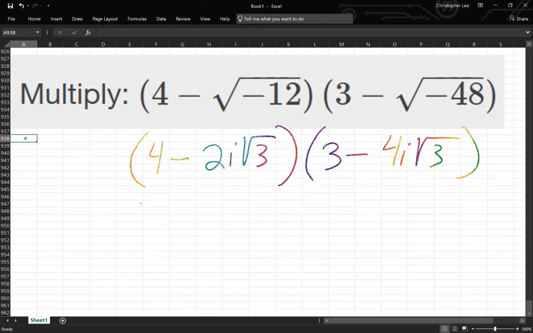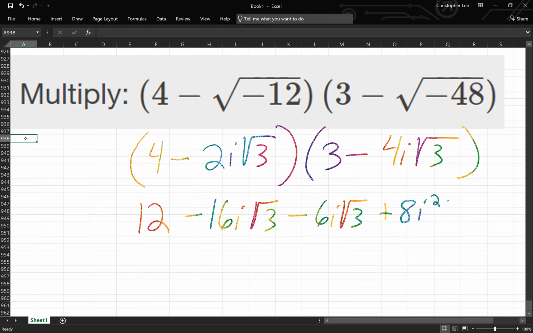So 4 times 3, what's that, like 12? And then this is minus 16i square root 3 minus 6i square root 3. And then a negative times a negative is a positive 8i squared square root 9.